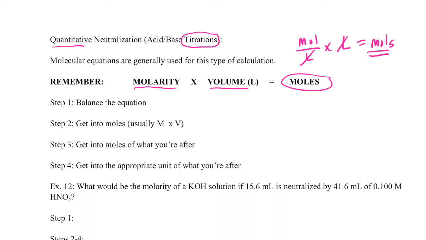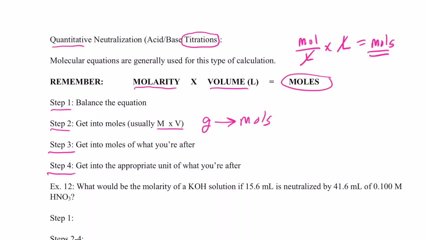Alright, now with that background, let me go through the 4 steps in these problems. Number one, just like in all stoichiometry problems, we balance the equation. Number 2, we get into moles. Previously, we've gone from grams to moles, remember? And we might still have to do that on some of these problems, but oftentimes we'll be taking molarity times volume. After we get into moles of what we know, we're going to hop into moles of what we're after, and then we're going to get into our appropriate unit at the end.